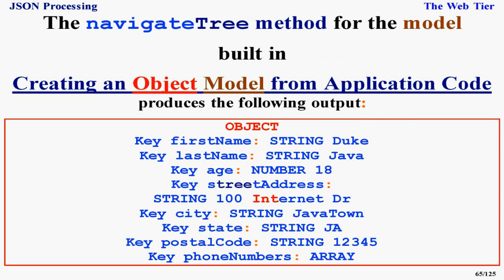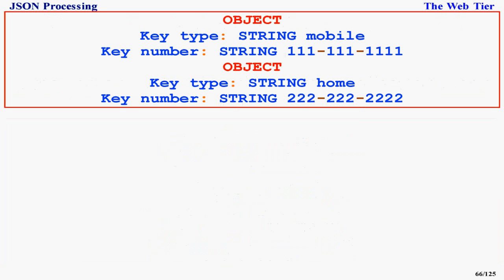(OBJECT) key firstName (STRING) Duke; key lastName (STRING) Java; key age (NUMBER) 18; key streetAddress (STRING) 100 Internet Dr; key city (STRING) JavaTown; key state (STRING) JA; key postalCode (STRING) 12345; key phoneNumbers (ARRAY) (OBJECT) key type (STRING) mobile; key number (STRING) 111-111-1111; (OBJECT) key type (STRING) home; key number (STRING) 222-222-2222.